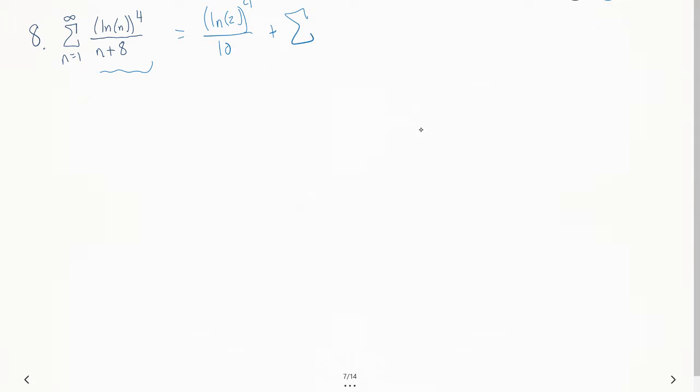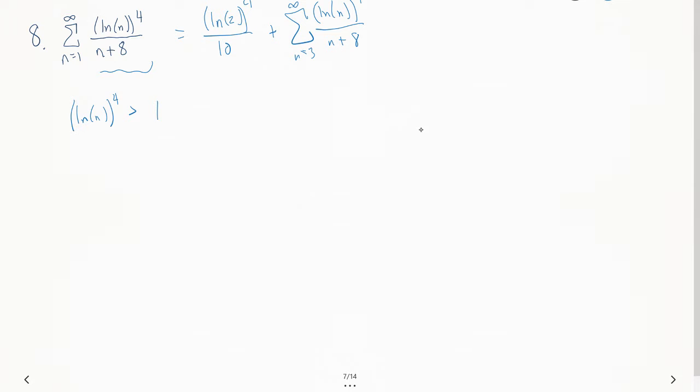Plus, then the third term is where we get something kind of interesting. The sum from n equals 3 to infinity of natural log of n raised to the 4th all over n plus 8. Now, why would I even start with something like that? Well, when you take a look at this, you can break this apart a little bit. Now we can start to look at natural log of n raised to the 4th power. That will always be greater than 1 in this case.